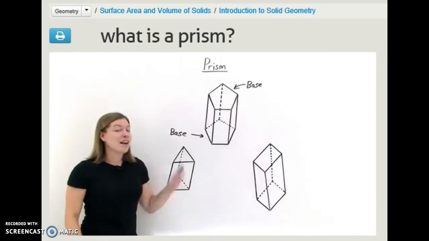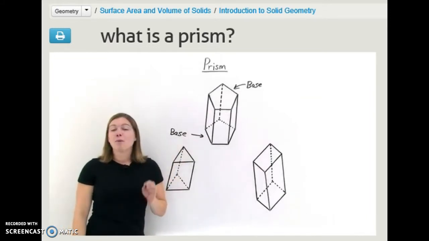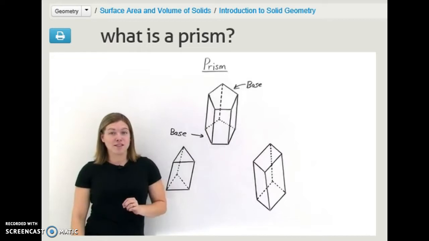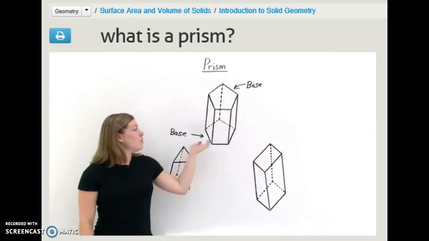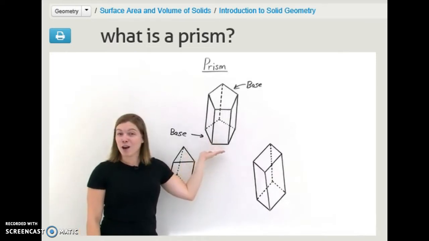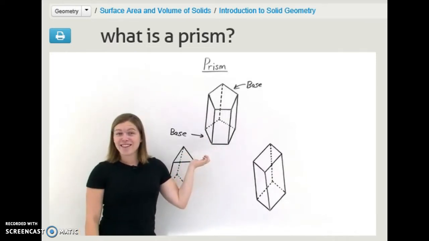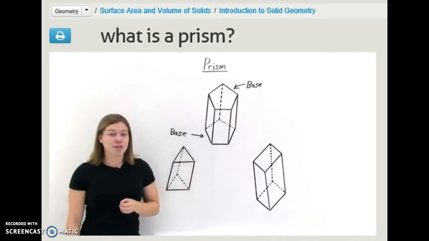Great! Now let's name this prism. Prisms are named for the shape of their bases. Our bases are shaped like pentagons. So this prism would be called a pentagonal prism. Cool! Now there are many different types of prisms.